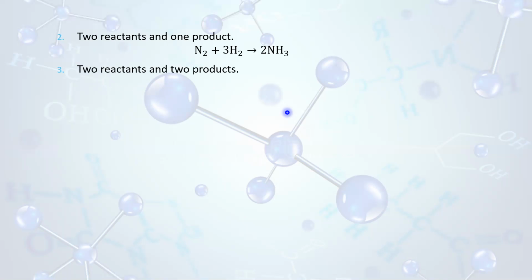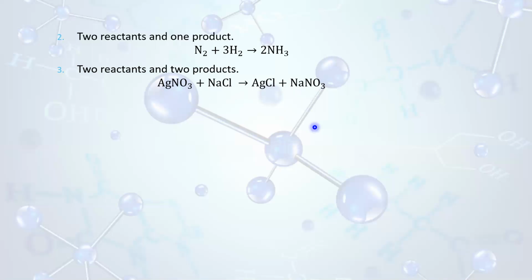In this type of reactions, two reactants and two products are involved. Reaction of silver nitrate and sodium chloride is an example for this type. See the equation. Silver nitrate on reaction with sodium chloride gives silver chloride and sodium nitrate. How many reactants? Two reactants, silver nitrate and sodium chloride. Products, two products, silver chloride and sodium nitrate.